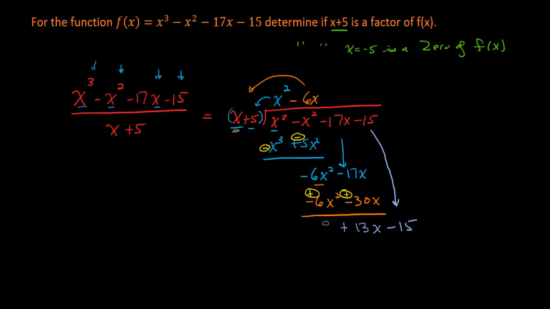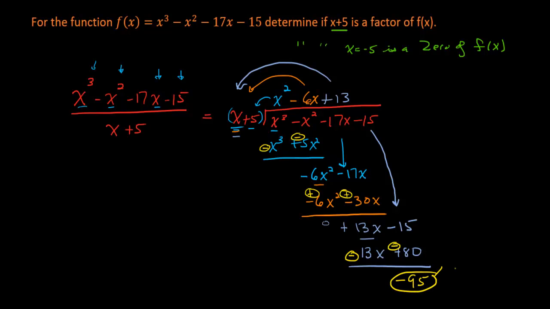When we bring down our value of negative 15, we start from the beginning. What times x gives you 13x? That's positive 13. Multiplying this through, we have positive 13x, and then 5 times 13 gives you positive 65. Now we have minus, because we change our signs, and a minus because we change our signs. So the 13x and the negative 13x cancel. Negative 15 minus 65 gives you negative 80.